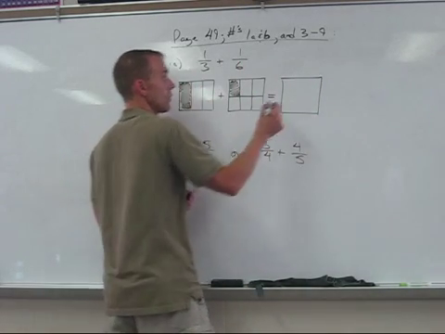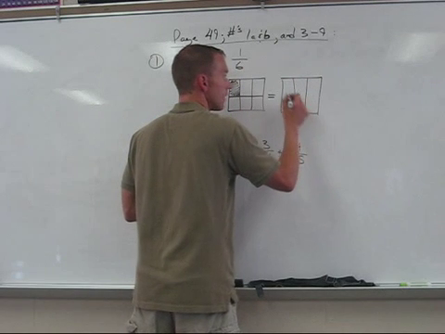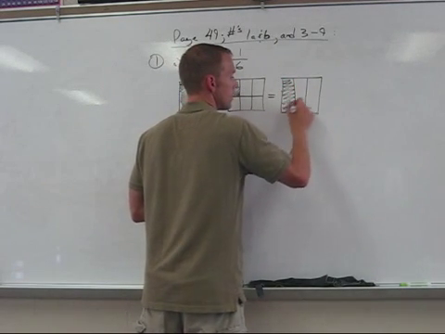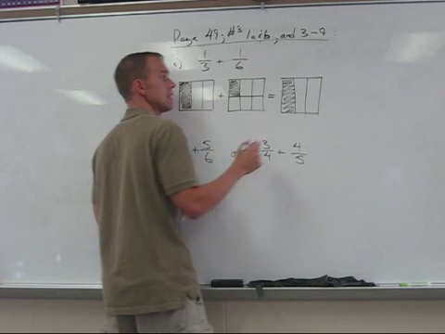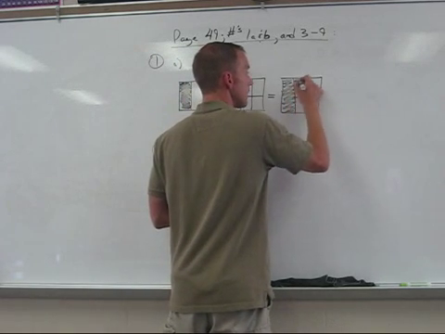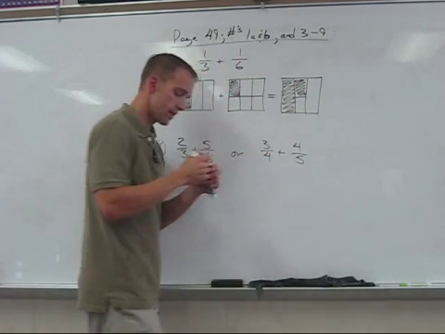Okay, now we have this 1/3 chunk here. Okay, 1/3 plus this extra 1/6. It would look something like this. Now the weird part about it is this.